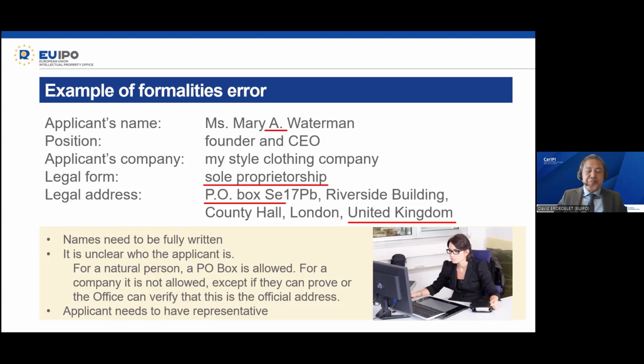As you will all know, since the UK is no longer part of the European Union, the applicant is from outside the European Union. This means that this applicant needs to have a legal representative for further proceedings. It is important to note that they are able to send us the application first, but immediately after that, they need to appoint a representative. It may sound contradictory, but this is the way it works.